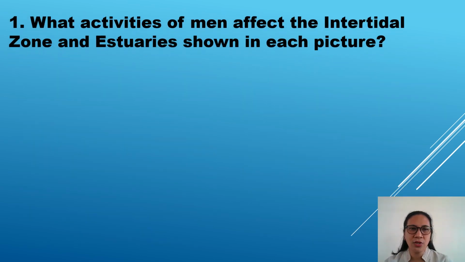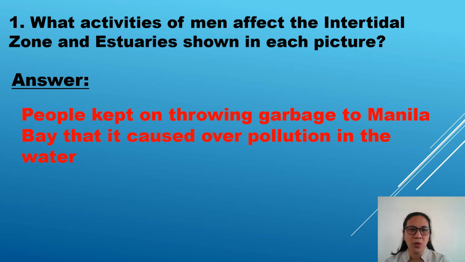Let us answer this question. What activities of men affect the intertidal zone and estuaries shown in the picture? Answer. People kept on throwing garbage to Manila Bay that it caused overpollution in the water. Mangroves died because of the too much garbage. That is correct.